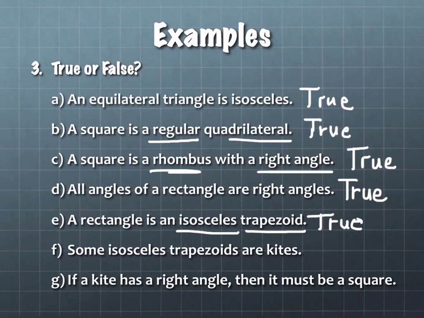All right, now when we have the word some, it means that it doesn't have to be true all the time, but just that there exists one that works. So be careful on the some versus all. Some isosceles trapezoids are kites. Okay, so isosceles trapezoid means you have 2 opposite sides that are congruent, and for it to be a trapezoid, it means that you have at least one pair of parallel sides. This actually is true. Do you know what shape it would have to be to fit those descriptions?